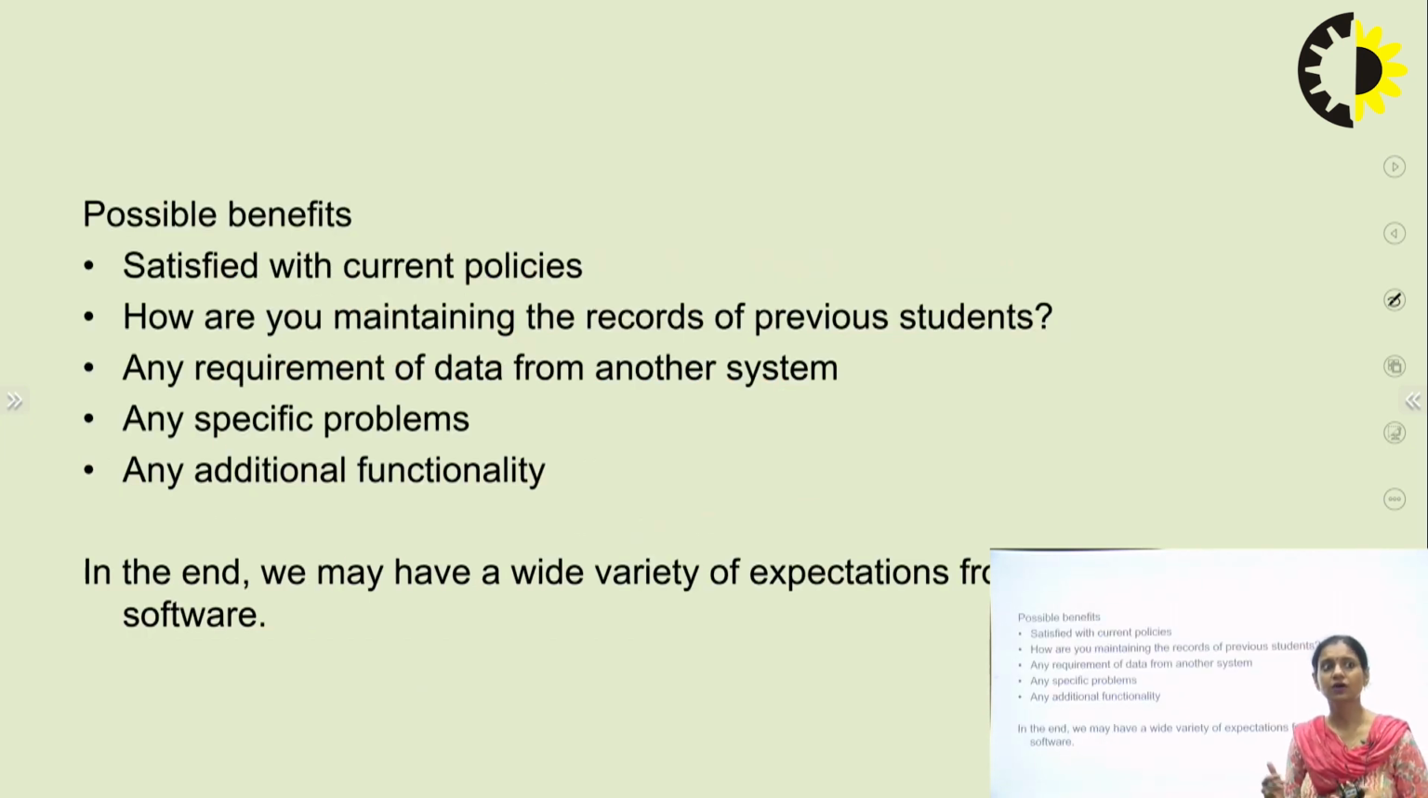Now, the benefit of asking those questions would be, like, how are you maintaining the records of the previous students? It would benefit because they know what process is being taken up to maintain the already existing records, and any requirement of data from another system if there is, any specific problem. So, once the user gives all the details, it would be easy to incorporate all those details into the further processes of software development. So, in the end, we have a wide variety of expectations on the proposed software.